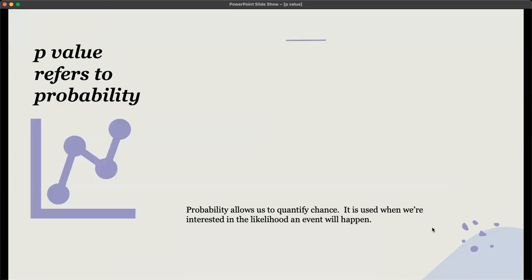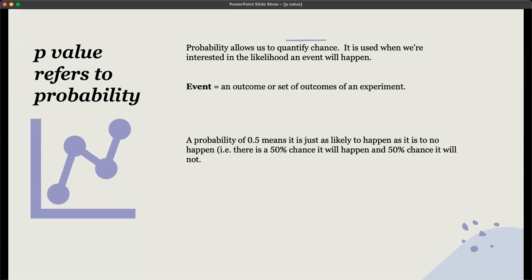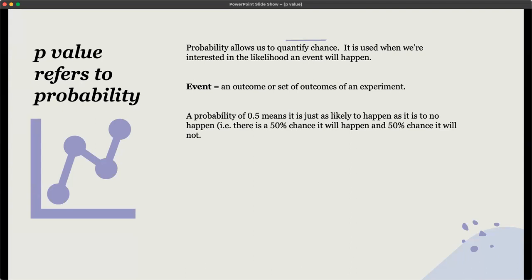So the p-value refers to the probability, and probability allows us to quantify chance. So it's used when we're interested in the likelihood that an event will happen. And of course, an event is an outcome or set of outcomes in an experiment. So if the probability is 0.5, it just means that it's just as likely to happen as it would not happen. So there's a 50-50 chance that something could be true.